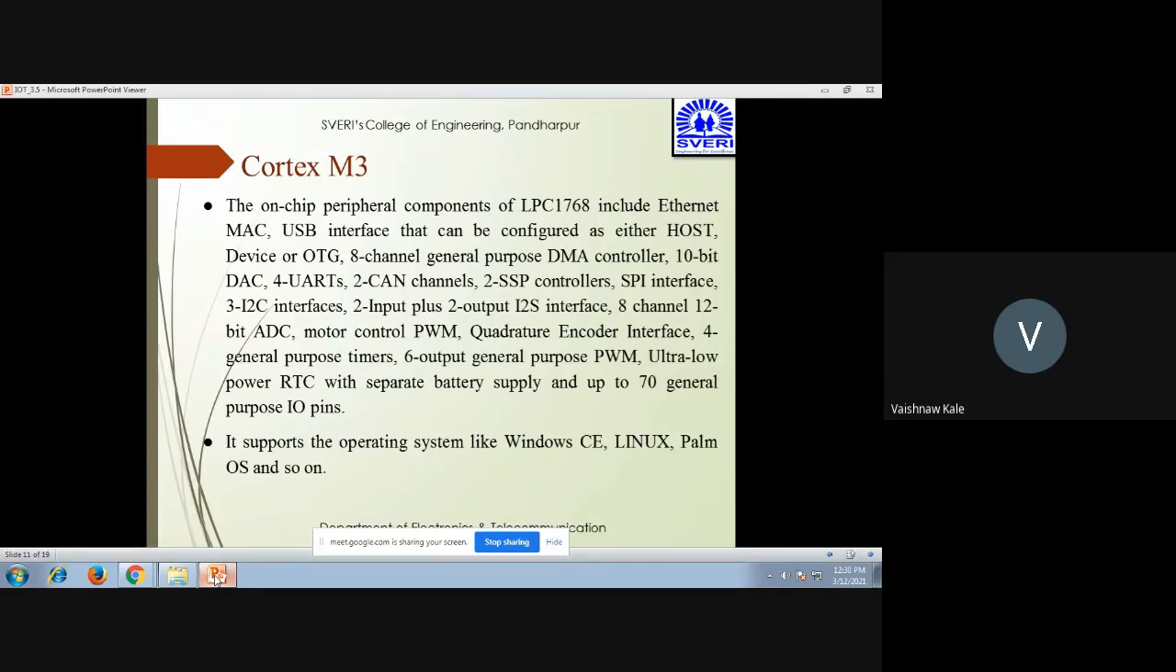It supports operating systems like Windows, Linux, Palm operating systems, and so on.